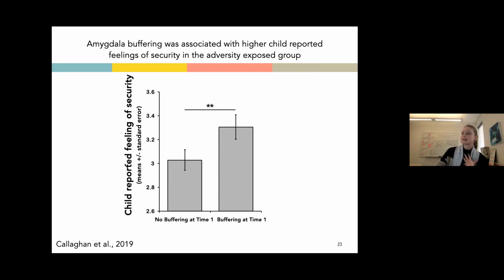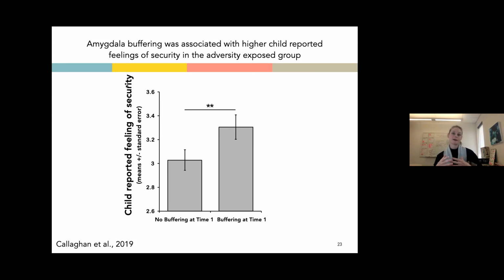And so what we did is actually look at parenting and the security in the parent-child relationship as reported by the child. And so this graph is just within children who'd been exposed to early caregiving adversity and international adoption. And we split the data into those children who exhibited parental buffering at time 1, so on the right, and those children who did not. And it was pretty clear that those children who were able to exhibit parental buffering to their pictures of their adoptive parent at the level of the amygdala, they were reporting high feelings of attachment security in that relationship with their adoptive caregiver.